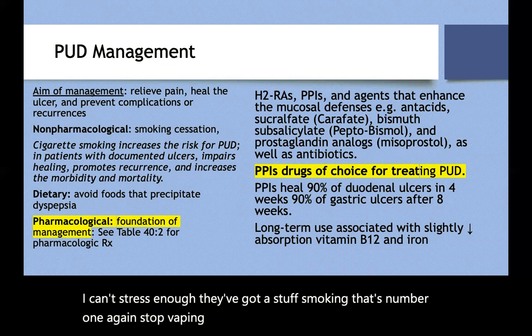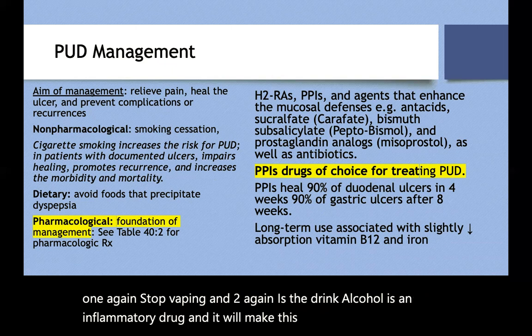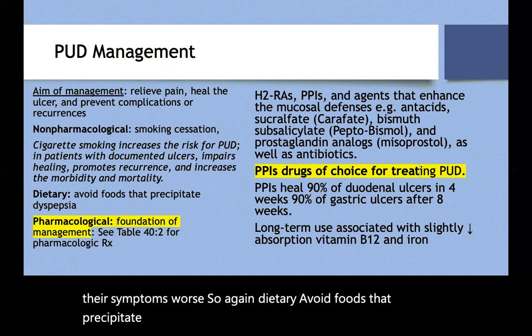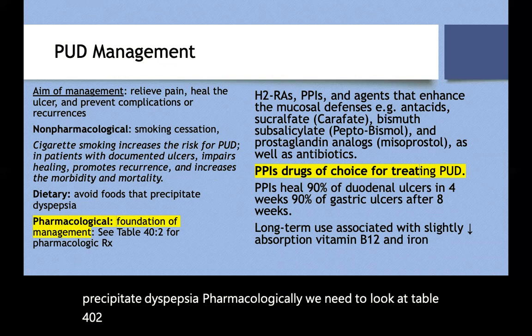And number two, again, is the drink. Alcohol is an inflammatory drug, and it will make this worse as well as make their symptoms worse. So again, dietary, avoid foods that precipitate dyspepsia. Pharmacologically, we need to look at table 40.2 for the pharmacological treatment.